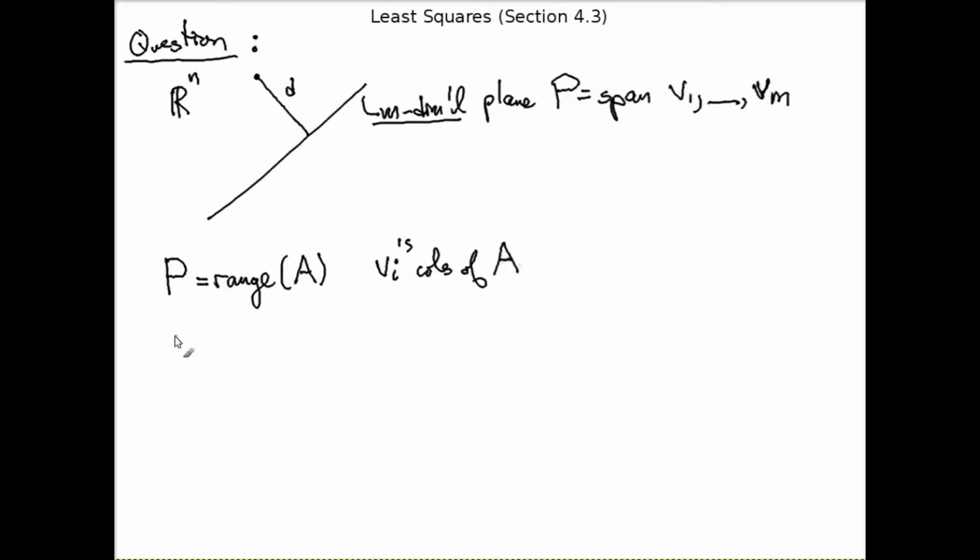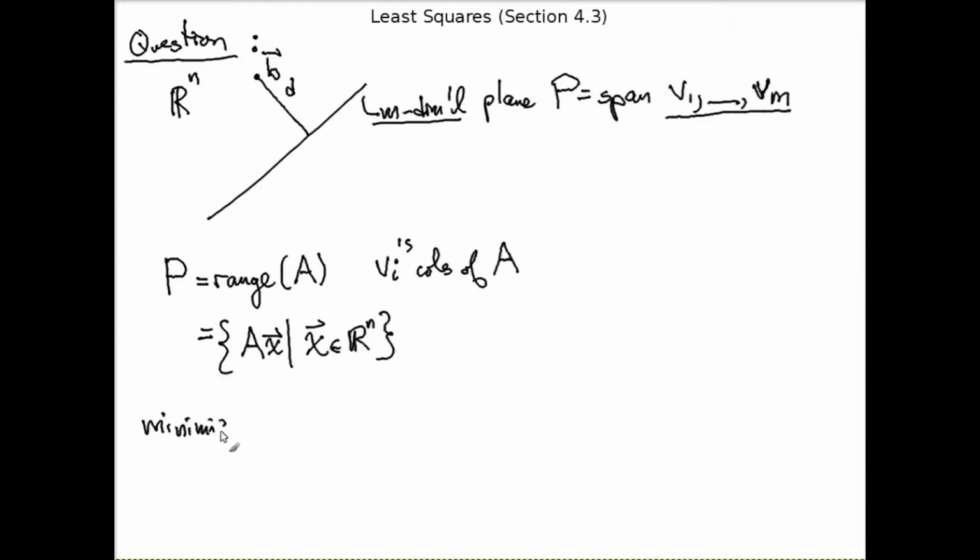Okay, so that is to say, the vectors in P are anything that you can write as A applied to X, where X runs over all of R^m. Right? That's what it means to say the range, and this is just another way of saying A times X is a linear combination of these vectors V1 through Vm. And we're given this vector B, and we want to minimize this distance. Well, that is to say, what we want to do is minimize the length of AX minus B.